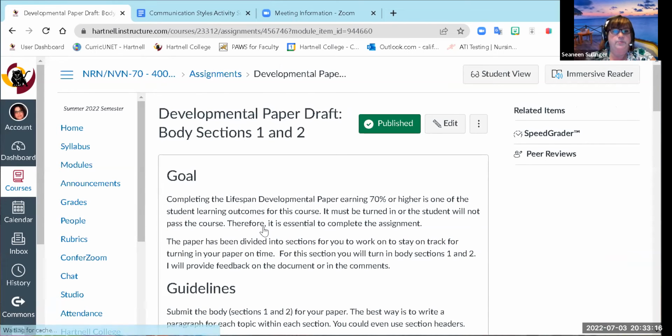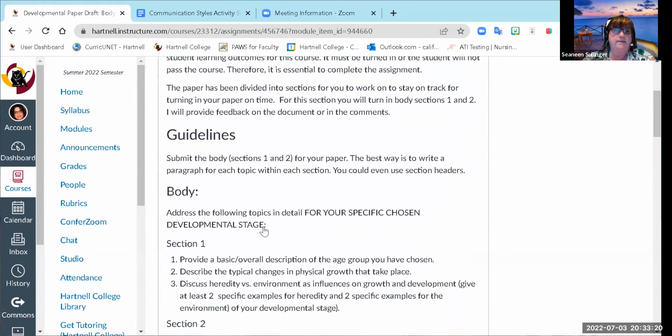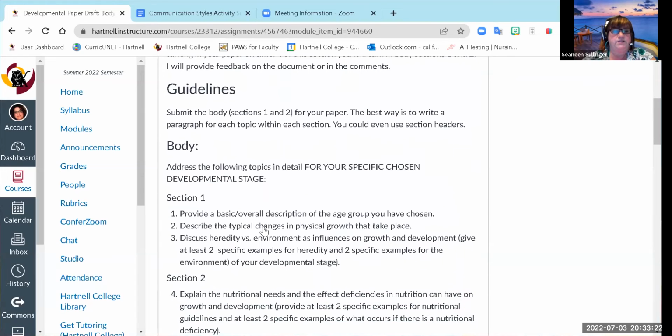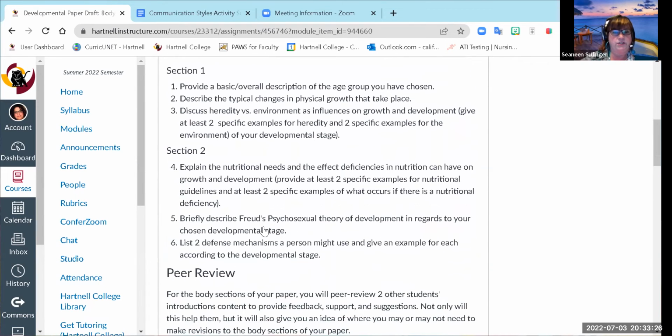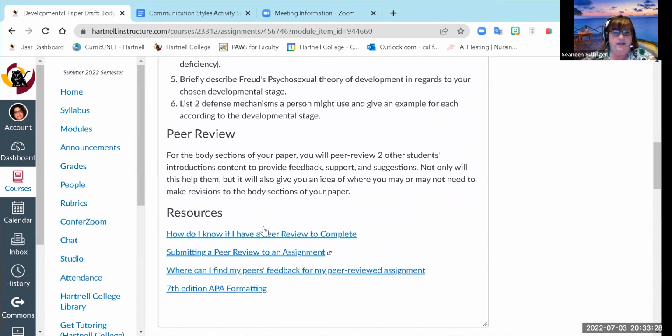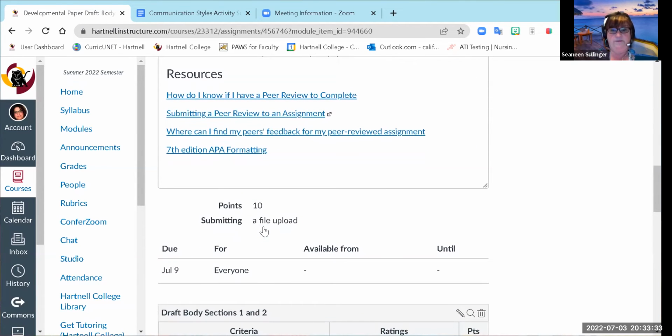So you can always go back to the guidelines. I can put a link there. And this is actually the description for the body for section 1 and section 2. And you'll have peer reviews that you will work through to give feedback.